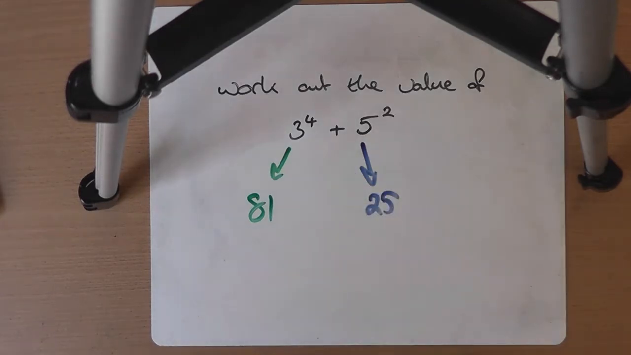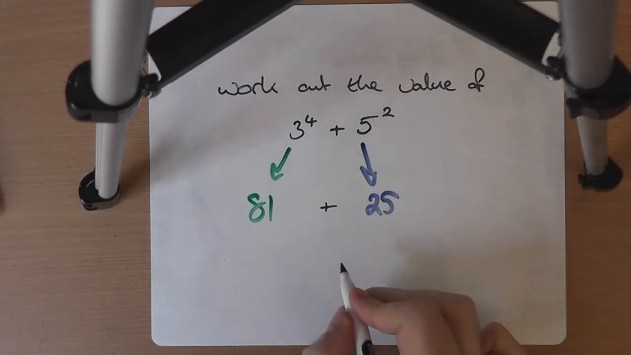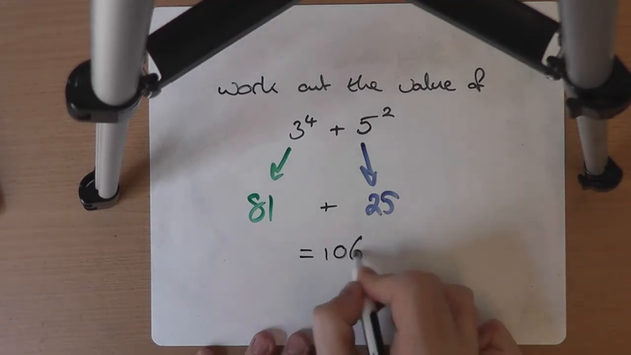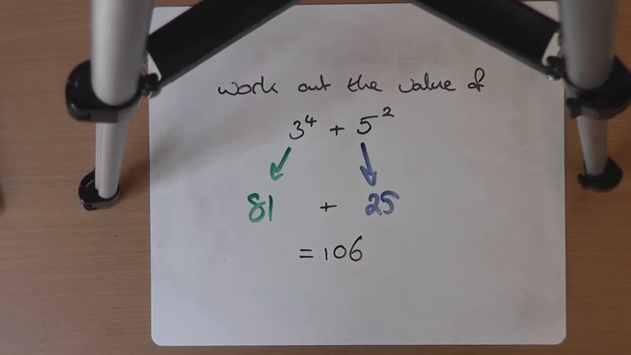The question is asking us to add those two together. Why? Because that's what the question says. So we've turned 3 to the power 4 into 81. We've turned 5 squared into 25, just using those definitions, and then we're going to add them together to get our final answer of 106. And there is our answer overall.